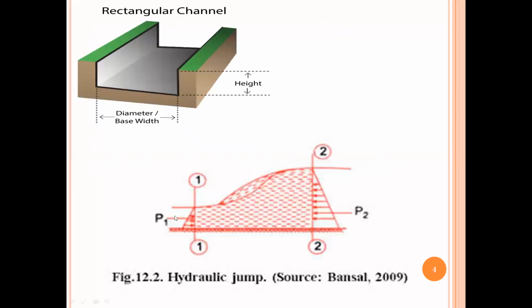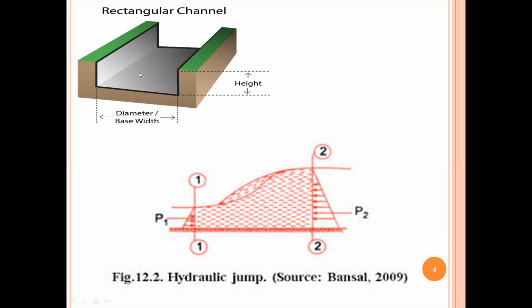Now, this is a typical figure. I've got section 1, high velocity, low depth, and you have a jump. And when I have a jump, if there's a rise of water, here the depth is high, your velocity is low. And this is the portion we are considering. From section 1 to section 2, we are considering for the expression of your hydraulic jump.